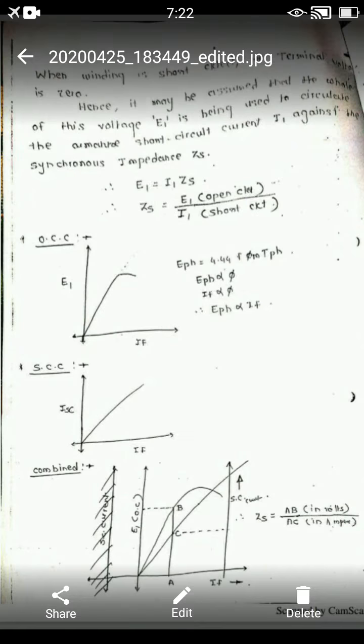When the winding is short circuited, the terminal voltage is 0. Hence, it may be assumed that this voltage E1 is being used to circulate the armature short circuit current I1 against the synchronous impedance. We know the fundamental formula V is equal to IR, so in an alternator, E1 is equal to I1 into ZS. E1 is the generated voltage, I1 is the current available with us, and ZS is the synchronous impedance. So ZS is calculated as E1 by I1.